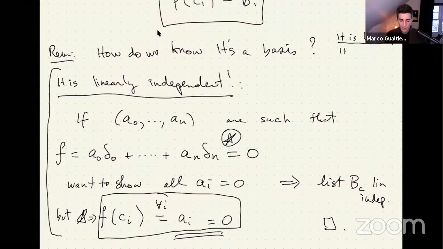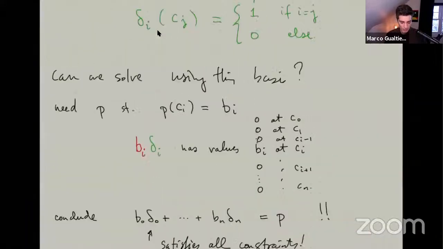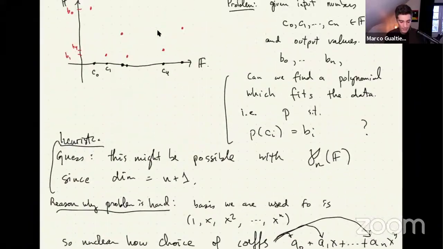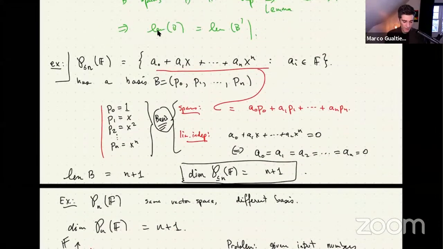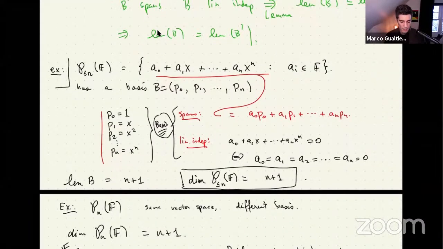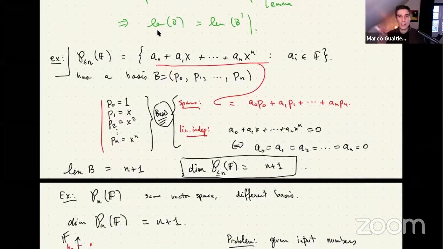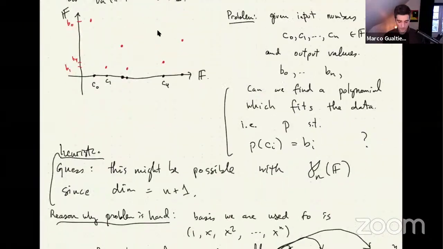And its length is n plus 1. So that means that it must be a basis. Why? The reason is that we already showed before that the length of the standard basis is n plus 1. N plus 1 is the dimension of this space. So if we can find a linearly independent list which has the same length, it must be a basis.